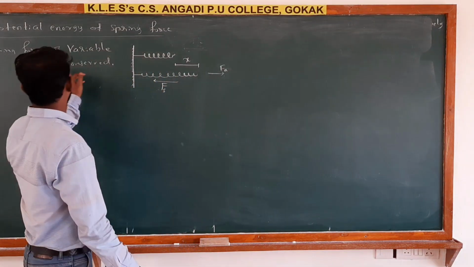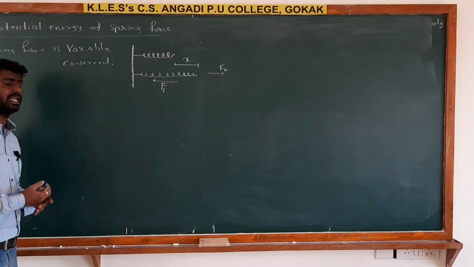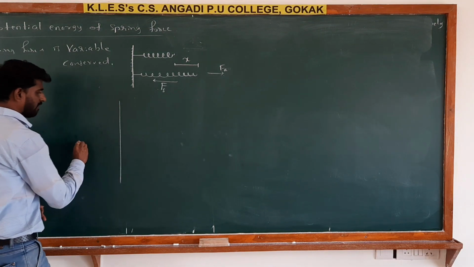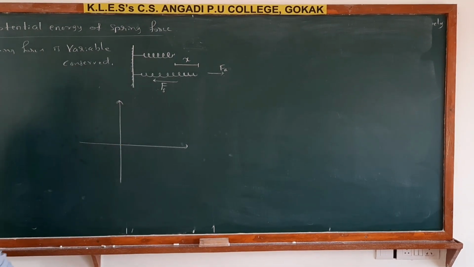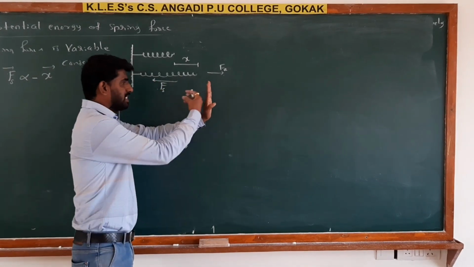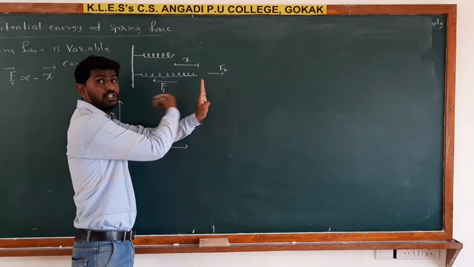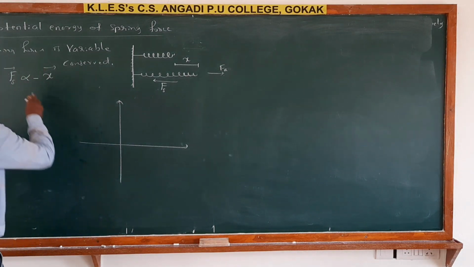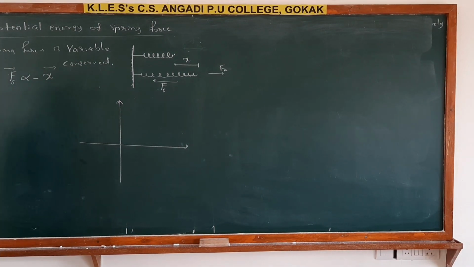But here the force is variable, and how do we get the work done in case of variable force? By using the graph. So we plot the graph of force versus displacement. For the spring, the spring force is directly proportional to displacement, with a negative sign. The displacement is in this direction and the spring force, an internal restoring force, is opposite, so the angle between these two is 180 degrees. The force and displacement are in opposite directions, which is why there is a minus sign.